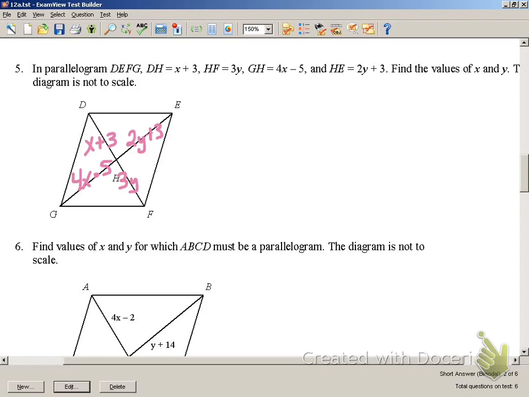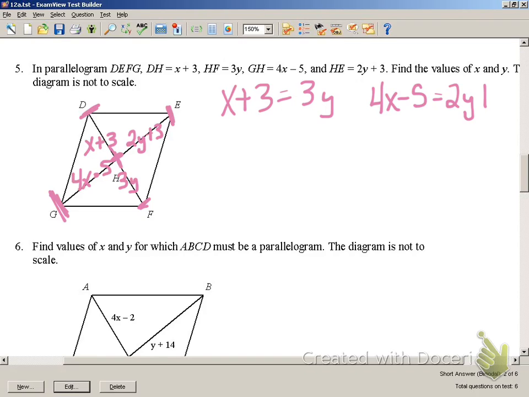Now, another property about our parallelograms, a property we've already discussed, is the fact that the diagonals bisect each other. So that means that D to H is congruent to H to F. So x plus 3 equals 3y. Also, GH from here to here would equal HE. So then I know that 4x minus 5 equals 2y plus 3.